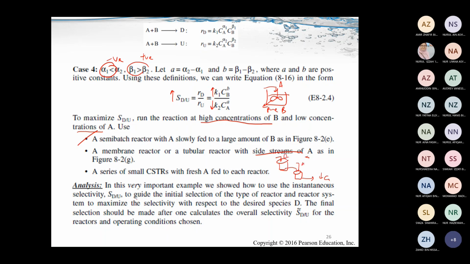Okay, so in this very important example, we show how to use the instantaneous selectivity S_DU to guide the initial selection of the type of reactor and reactor system to maximize the selectivity with respect to the desired D. The final selection should be made after one calculates the overall selectivity for the reactors and operating conditions chosen. That's why you have to summarize first like this, then you can see which reactor selection is suitable and how to manipulate the concentrations of A and B in order to maximize this.